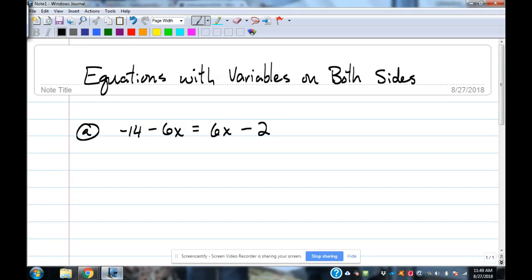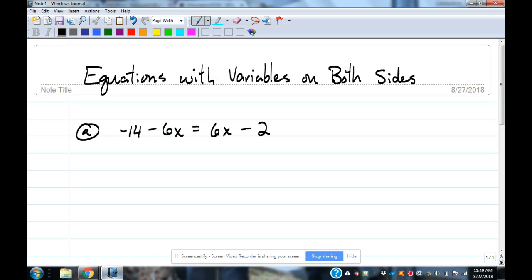Variables on both sides. So kind of taking our two-step equations, going a little further. These will be some 3, some 4 steps in these. Either way, we're trying to get the variable by itself. That's our job. That's the only thing we're really after here.